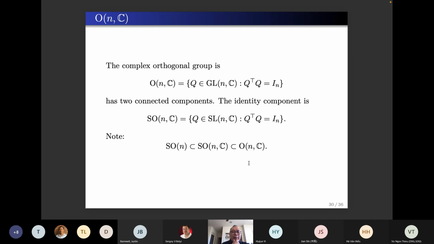Okay, On(C), the complex orthogonal group. I promised that I would give you the definition of this complex orthogonal group. This is the definition. On(C) is the collection of all non-singular complex matrices Q such that Q transpose Q is the identity matrix. Now this looks very similar to On, but it is much bigger than On because it allows complex numbers here. And it has two connected components. The identity component is this one. As a matter of fact, SOn is in SOn(C), which is in On(C).